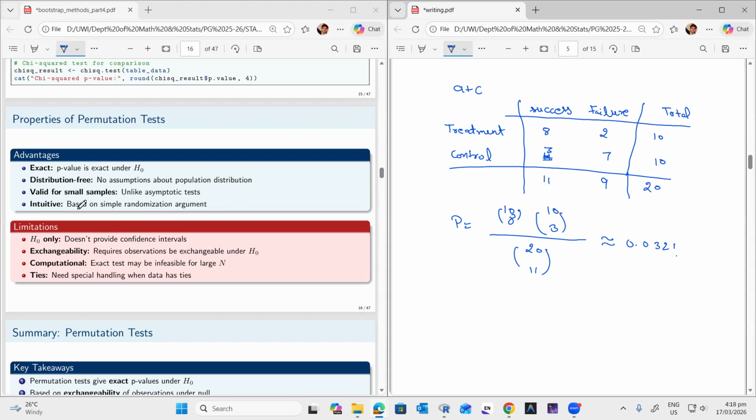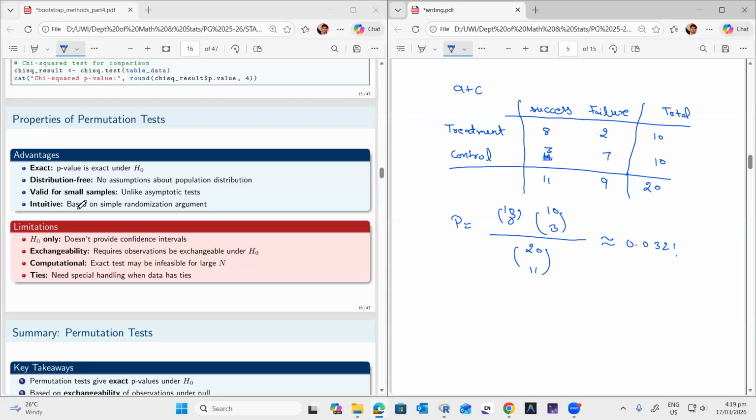And the limitation for this model: it is valid only under H naught and does not provide the confidence interval. The permutation test doesn't provide the confidence interval. If you remember, we have not found the confidence interval for any of the estimators. And exchangeability: it requires the observations to be exchangeable under the H naught. If it is not available, we cannot go for the permutation test. And the computational exact test may be infeasible for a large n. That is also one problem with the permutation test.